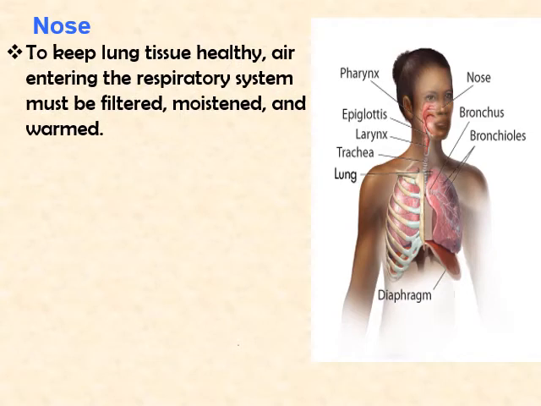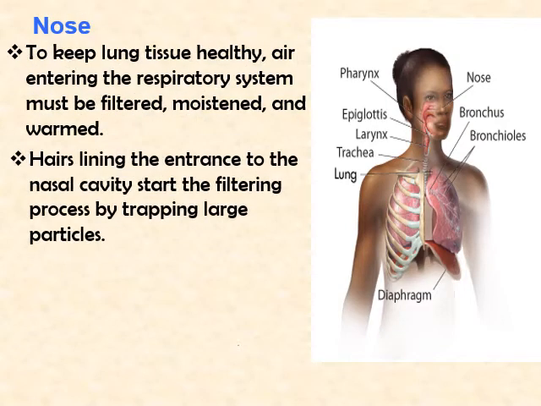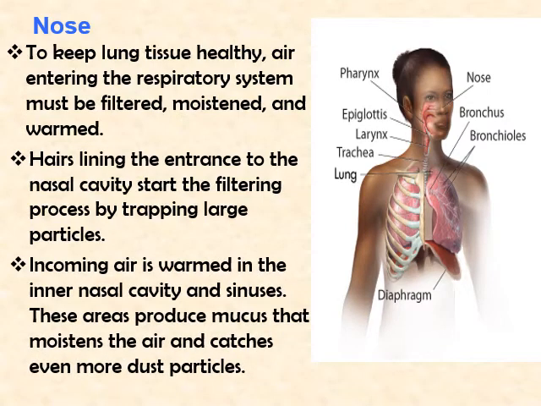To keep lung tissue healthy, air entering the respiratory system must be filtered, moistened, and warmed. Hairs lining the entrance to the nasal cavity start the filtering process by trapping large particles. Incoming air is warmed in the inner nasal cavity and the sinuses. These areas produce mucus that moistens the air and catches even more dust particles.